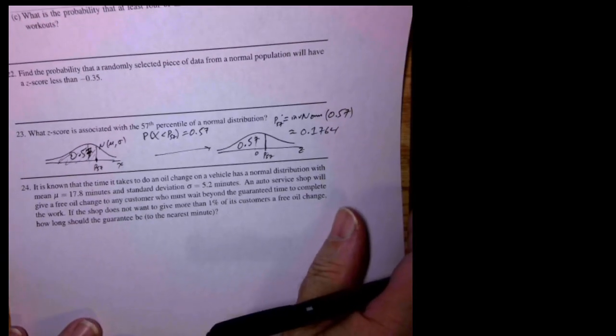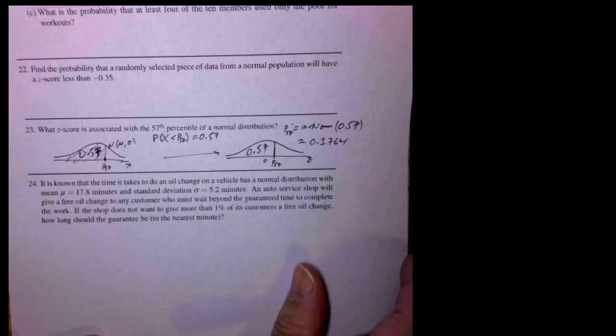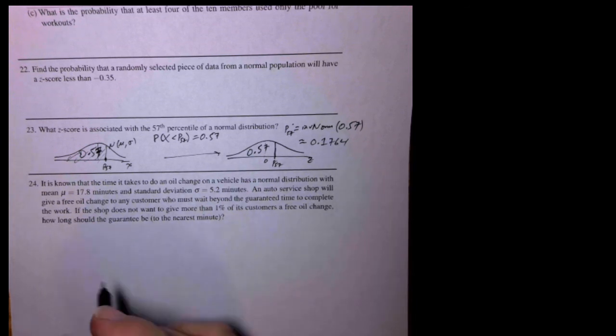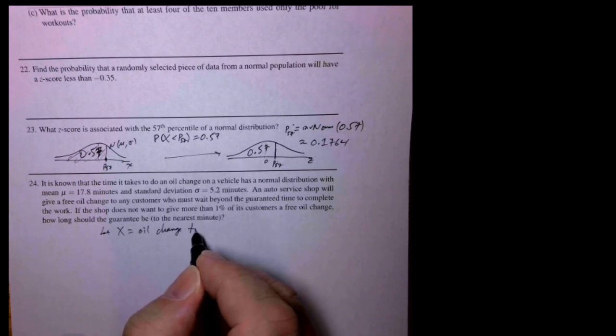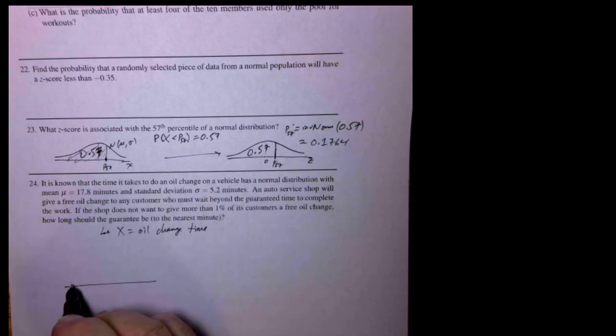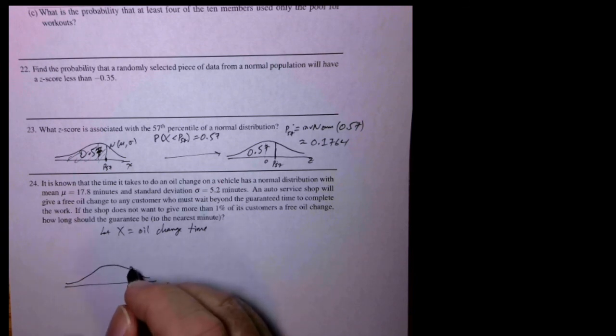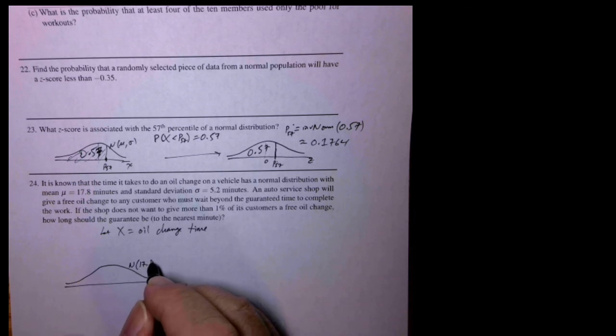All right. Number 24. It is known that the time it takes to do an oil change on a vehicle has a normal distribution with mean 17.8 minutes and standard deviation 5.2 minutes. An auto service shop will give a free oil change to any customer who must wait beyond the guaranteed time to complete the work. If the shop does not want to give more than 1% of its customers a free oil change, how long should the guarantee be to the nearest minute? Okay, so here's the situation. We're going to let x be the oil change time. And we've been told that x is normally distributed, with mean 17.8 and standard deviation 5.2.